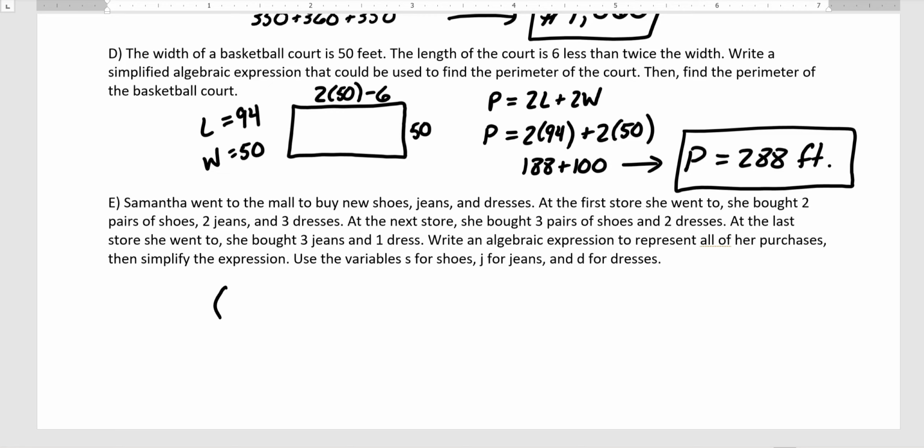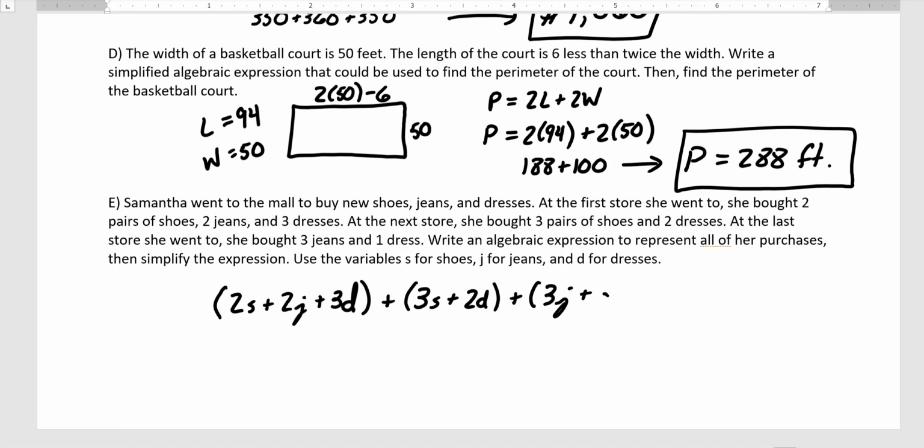So, at the first store, she bought 2 pairs of shoes, 2 pairs of jeans, and 3 dresses. At the next store, she bought 3 pairs of shoes and 2 dresses. And at the last store, she bought 3 pairs of jeans and 1 dress. All right. So we just need to simplify this expression to see how much of each item she bought.